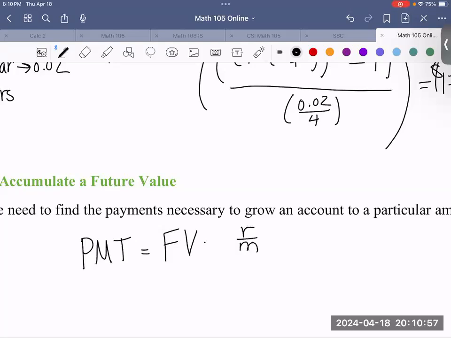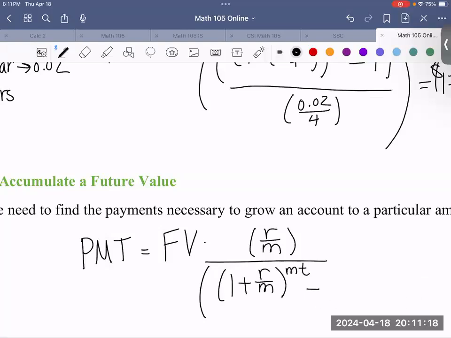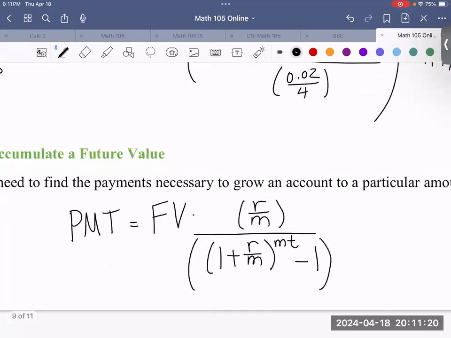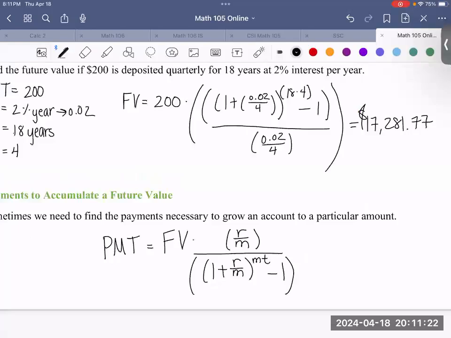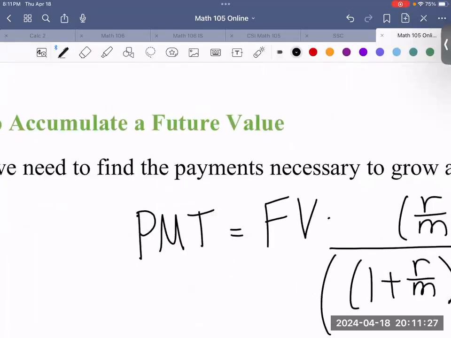Now, we could derive it if we want. It just takes a minute, but we're going to multiply your future value by your rate divided by your monthly, or your deposits, not just monthly, over 1 plus R over M to the MT, minus 1. Okay. So this is going to be our new formula anytime we go to make a series of deposits.